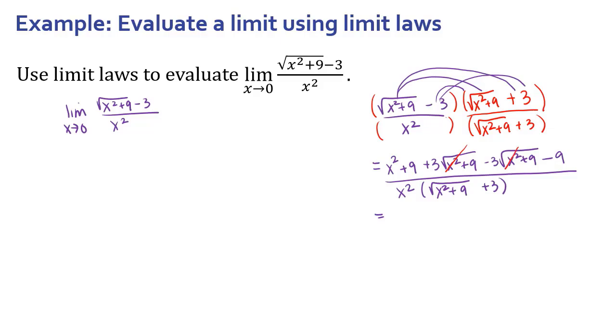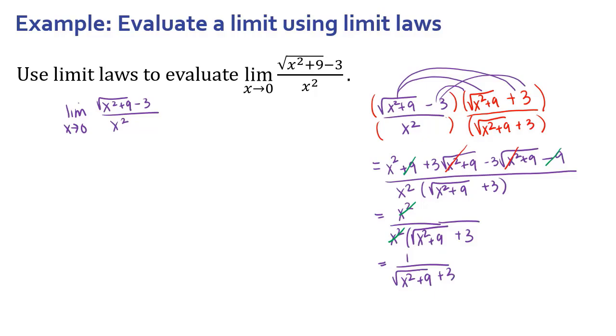So we're going to be left with, so those are going to cancel out, and then also we've got a plus 9 and a minus 9. So we're going to be left with x squared over x squared times the quantity square root of x squared plus 9 plus 3. Now we can also see we can cancel out those terms, which is going to leave us with 1 over the square root of x squared plus 9 plus 3.